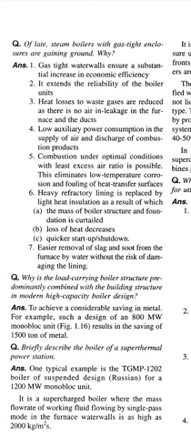Combustion under optimal conditions with the least excess air ratio is possible. This eliminates low temperature corrosion and fouling of heat transfer surfaces. Sixth, heavy refractory lining is replaced by light heat insulation, as a result of which the mass of the boiler structure and foundation is curtailed, loss of heat is decreased, and startup and shutdown are quicker.